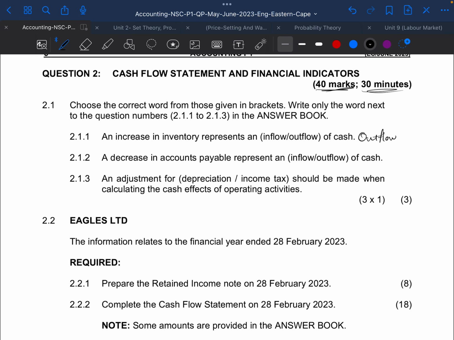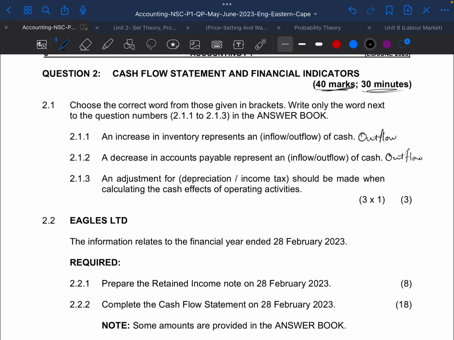And then the second one says a decrease in accounts payable. Your accounts payable could be your creditors, or it could be your trade payables. So a decrease in such accounts, does it represent an inflow or an outflow of cash? So if our creditors have decreased between 2 consecutive years, that simply means we have paid our creditors, we have used cash, so it is going to be an outflow of cash.